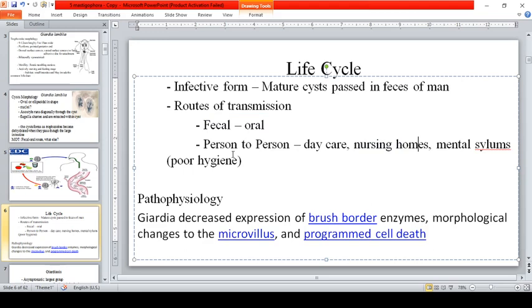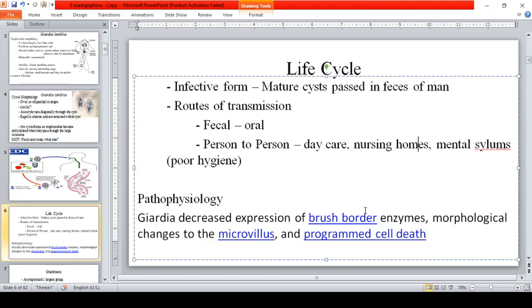Pathophysiology. So, Giardia decreases expression of brush border enzymes. If you remember in your histology, kung may naaalala pa kayo, the small intestine is rich with microvilli. Why is it rich in microvilli? Because the microvilli increase the absorption function of the cell.